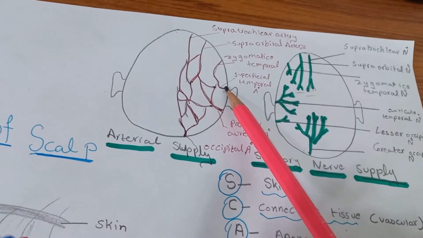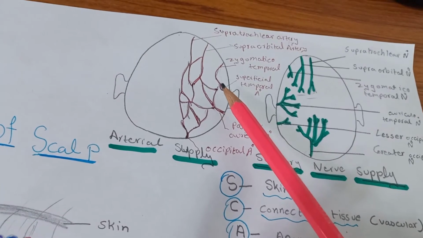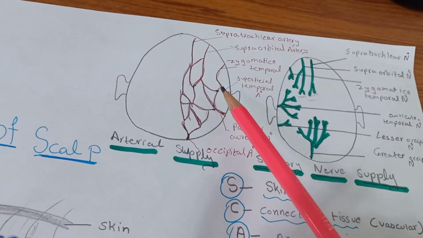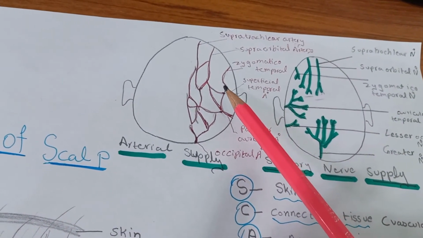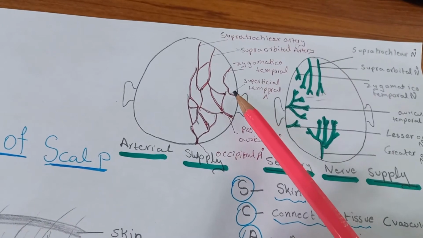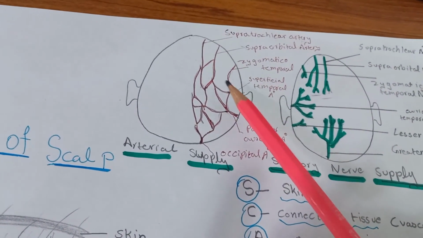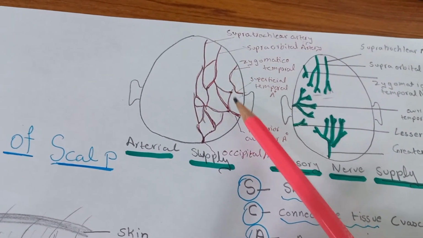Further, this artery divides into anterior division and posterior division, which supply the skin over the frontal and temporal region. So superficial temporal artery, a branch of external carotid artery, ascends in front of the ear and divides into anterior and posterior divisions that supply the skin over the frontal as well as temporal region.